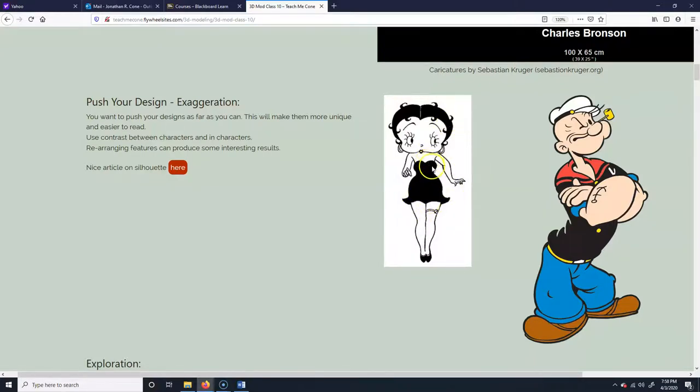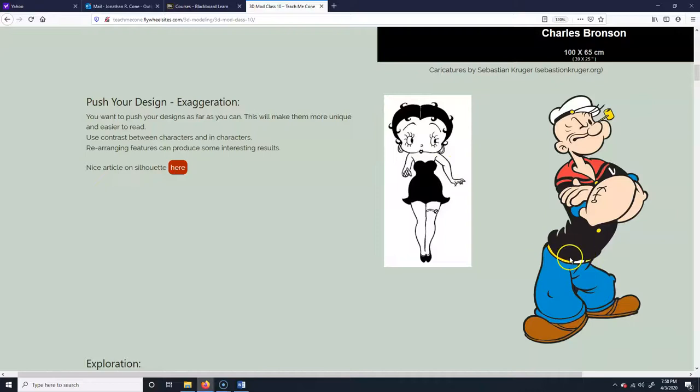But yeah, you want to have exaggeration within the character design itself and not just from one character to another. A really common thing is that you'll see a short and fat guy versus a tall and thin guy, right? You've probably seen that a million times. Or you'll have the funny person against the straight person. But the secret to really good design is actually having the contrast in the designs themselves.